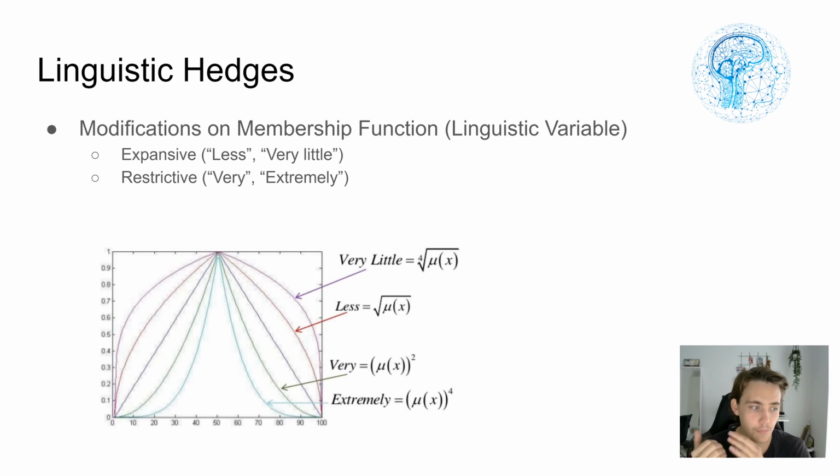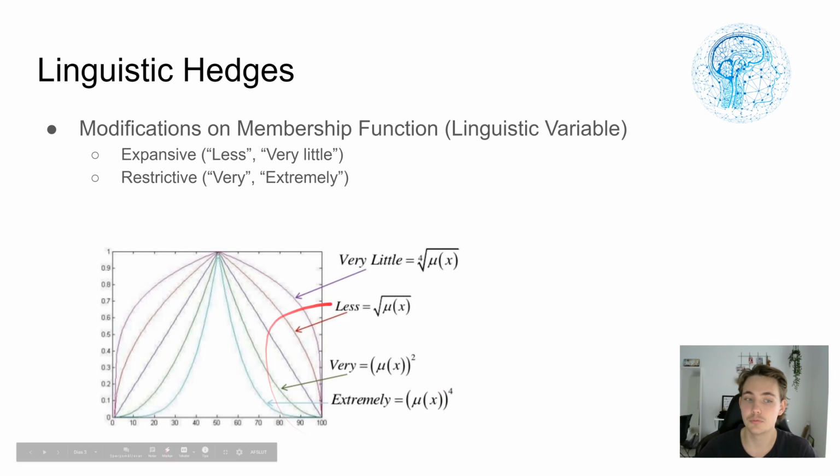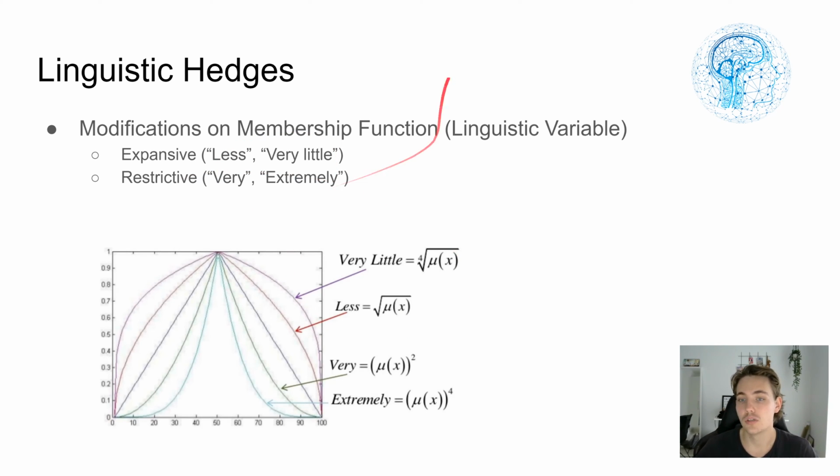So in this video, we're going to talk a bit about linguistic hedges, where we have these linguistic variables and membership functions, where we can hedge the membership functions in case we want to do that for some applications, where a linguistic hedge is just a modification of the membership function, so of the linguistic variable. So we're kind of changing the membership function here, and you can see they have different kinds of shapes, where we can have some different kinds of expansive, less and very little over here, where we can see that we get a wider shape here.